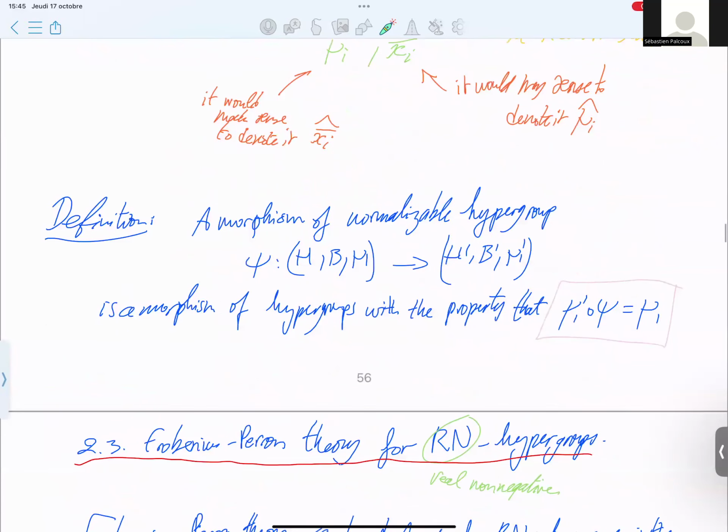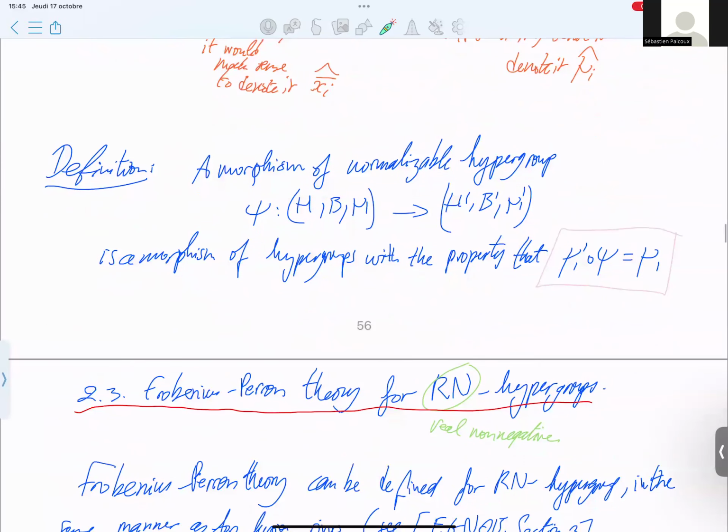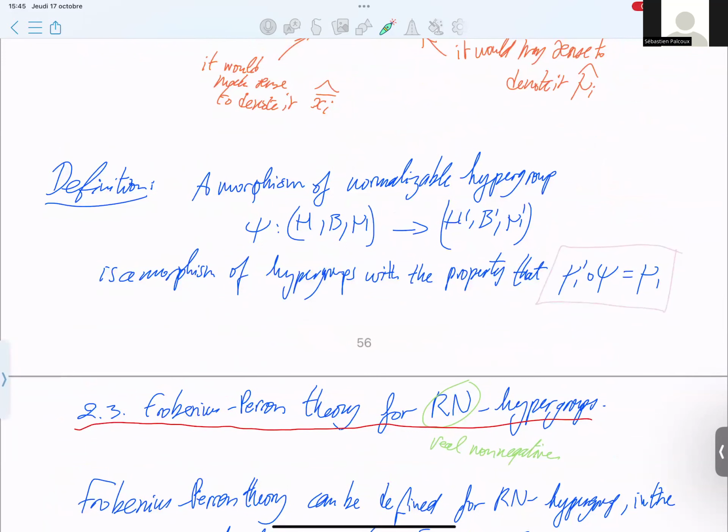Okay. Now. Okay. So what's this definition? A morphism of normalizable hypergroups is a morphism of hypergroups which agrees with this linear character. Okay.